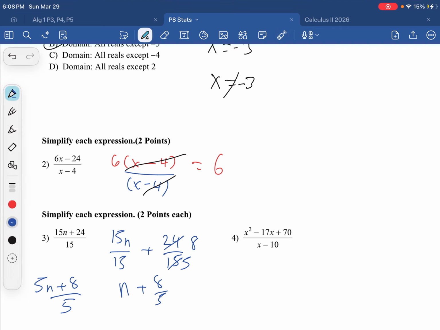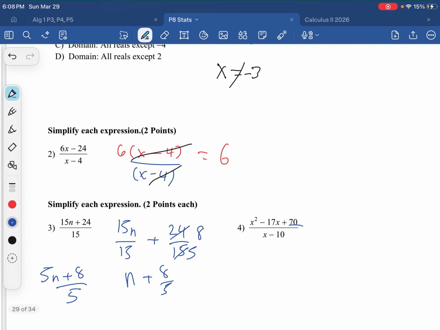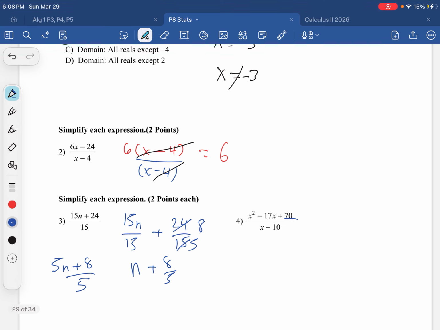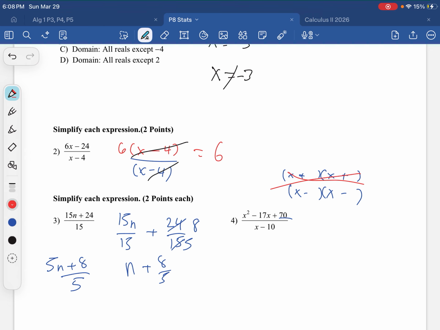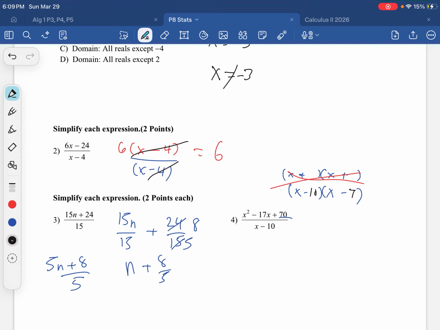In number 4, when it's x squared minus 17x plus 70, I'm looking for two numbers that multiply to a positive 70 and have a sum of negative 17. So my options are either two positive numbers that multiply to 70 or two negative numbers. The fact that the two numbers have a sum of negative 17 tells me that I should have the two negative numbers. I would do x minus 10 and x minus 7.